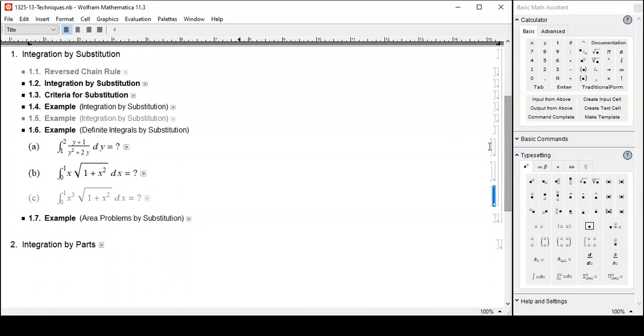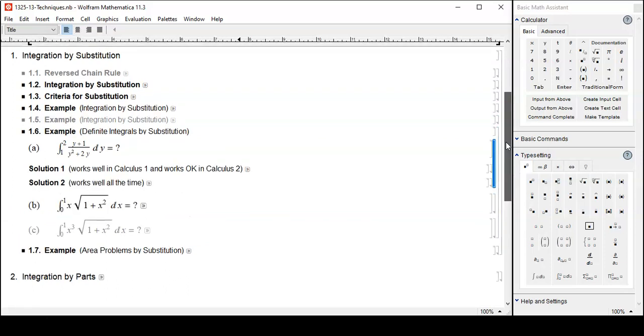Now, if you want another solution, and somehow if you want another solution that works all the time, including multivariable calculus, or every single time, no exception, then you can go with solution 2, but be warned, it's not easy.